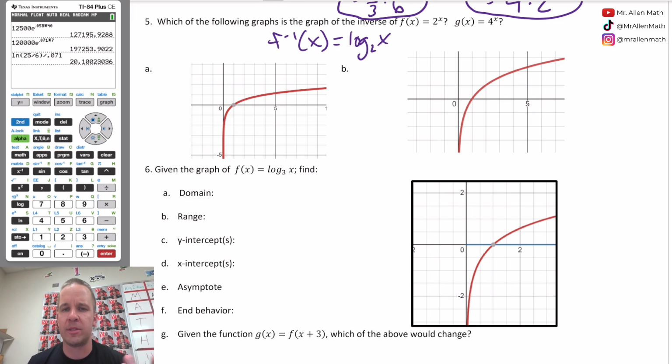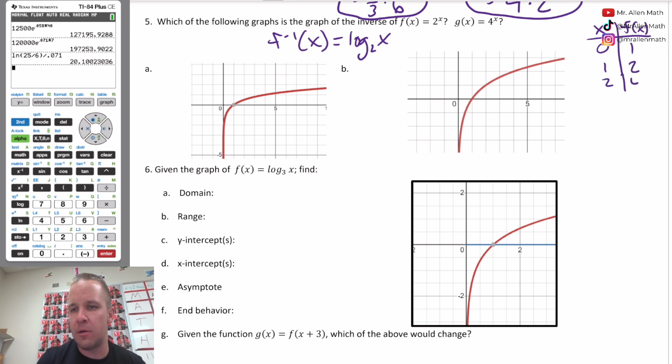Let's think about some points, right? On f of x, if we had x and f of x, and I plugged in, let's say, 0, I'd get 1, right? 2 to the 0 is 1. If I plugged in 1, I'd get 2, and if I plugged in 2, I'd get 4.